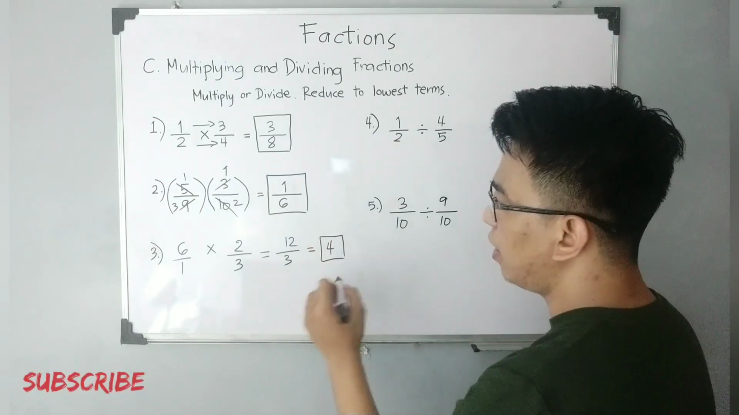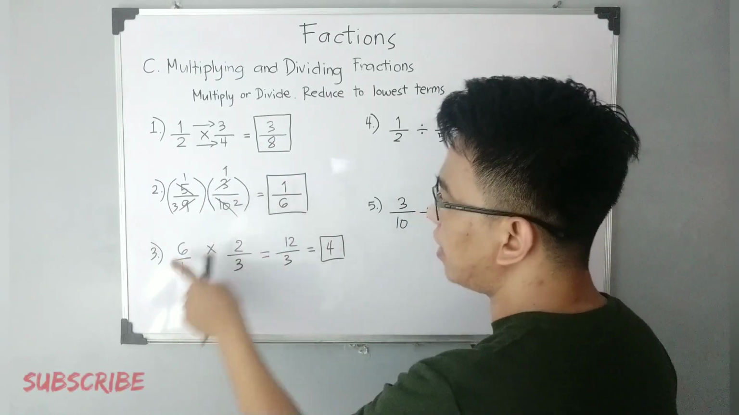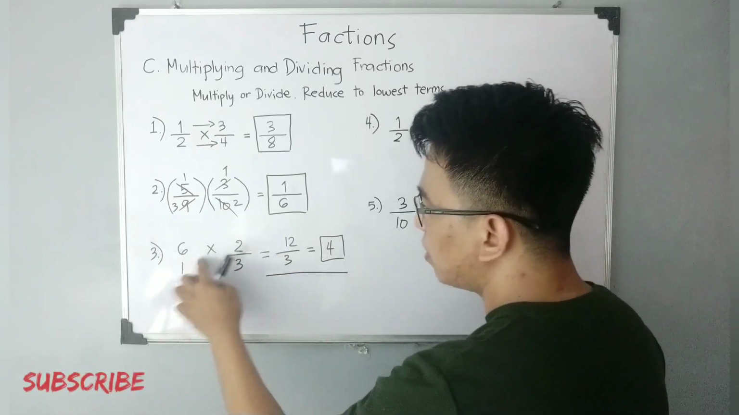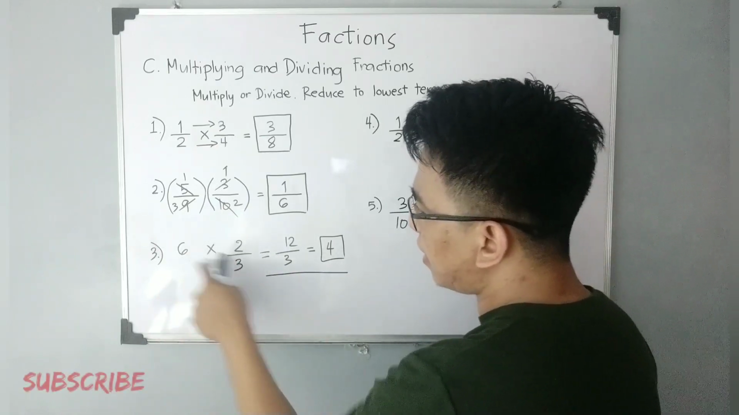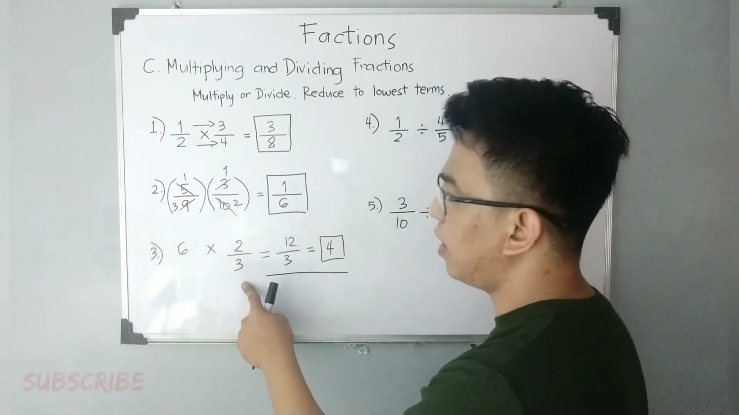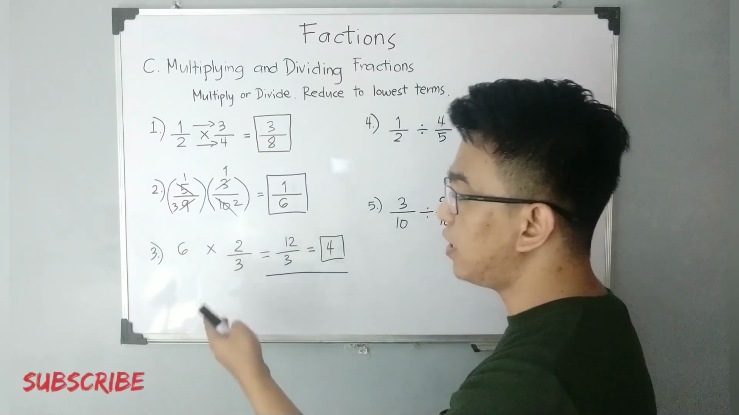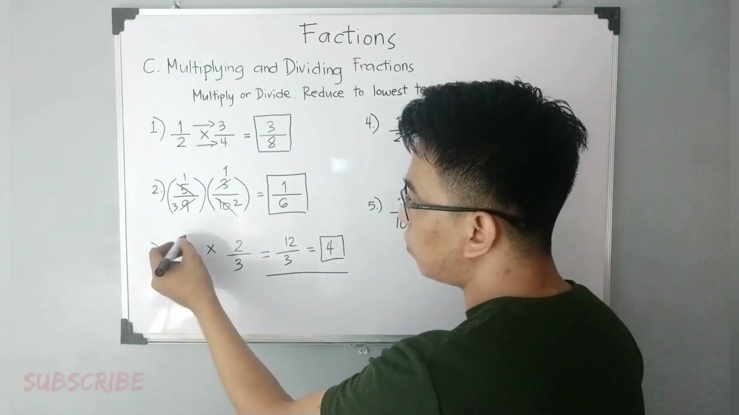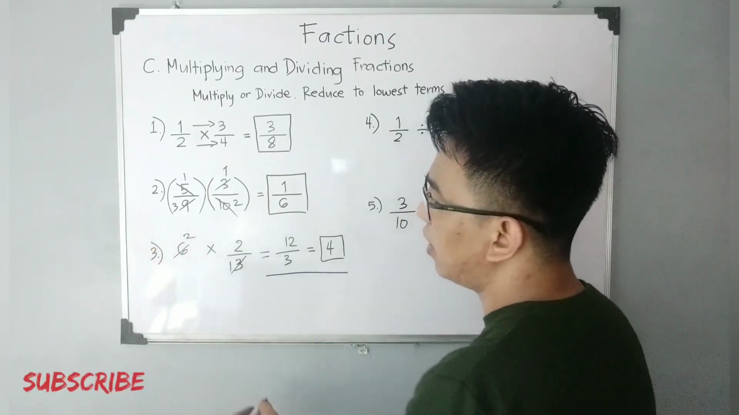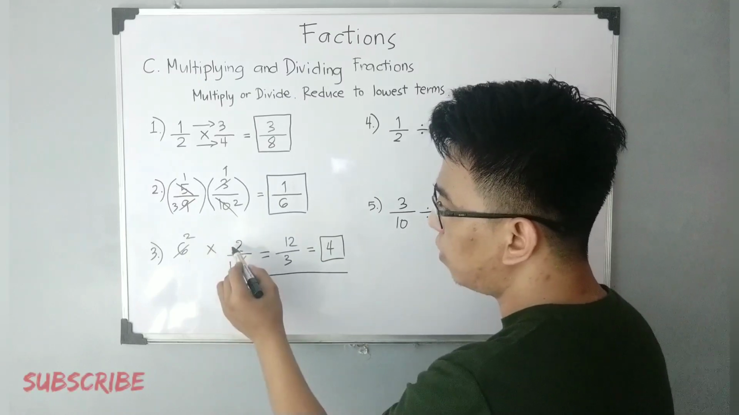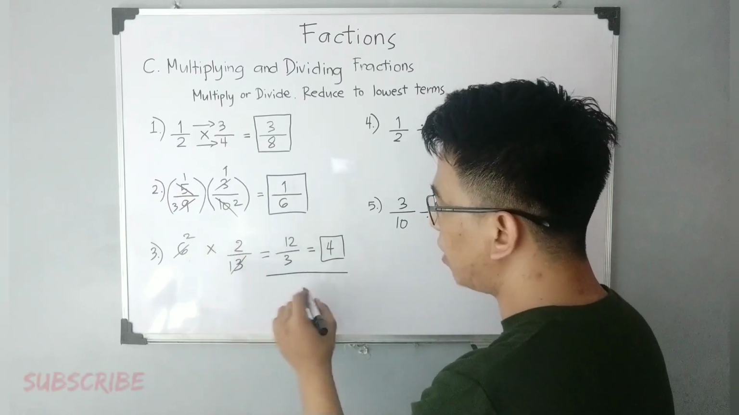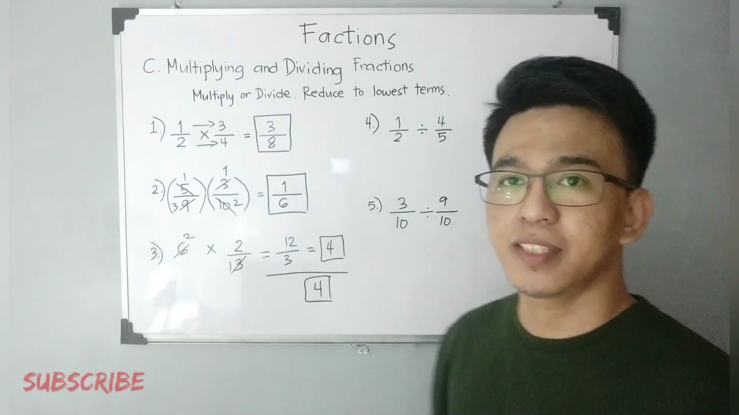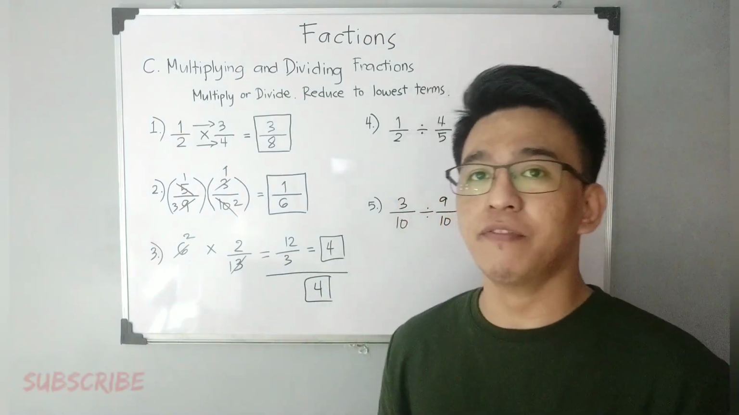Di ba 4 siya? May isa pang way, katulad ng ginawa natin dito. Pakita lang sa inyo ha. Ito yung second way natin. So, etong 6 at 3 natin ay pareha silang meron silang GCF na equals to 3. So we can simplify 6 and 3. This will become 2. And ito ay magiging 1 na lang. Wherein 2 times 2, that is 4, divided by 1, that is also equivalent to 4. Okay? So ganun lang kadali kung paano mag-multiply ng fractions.